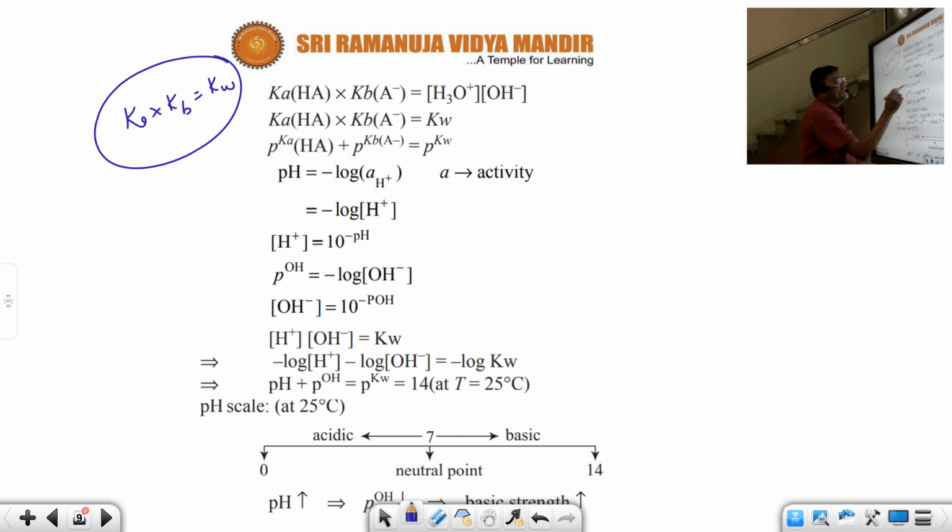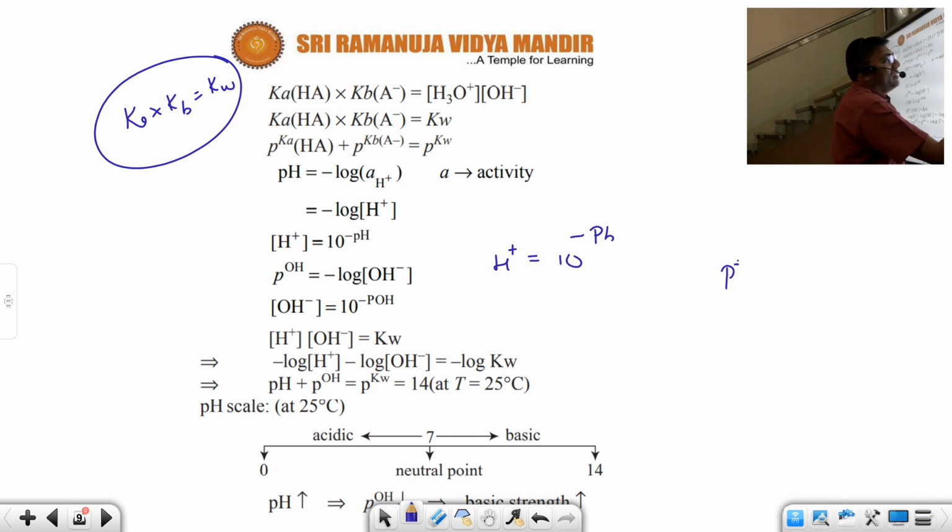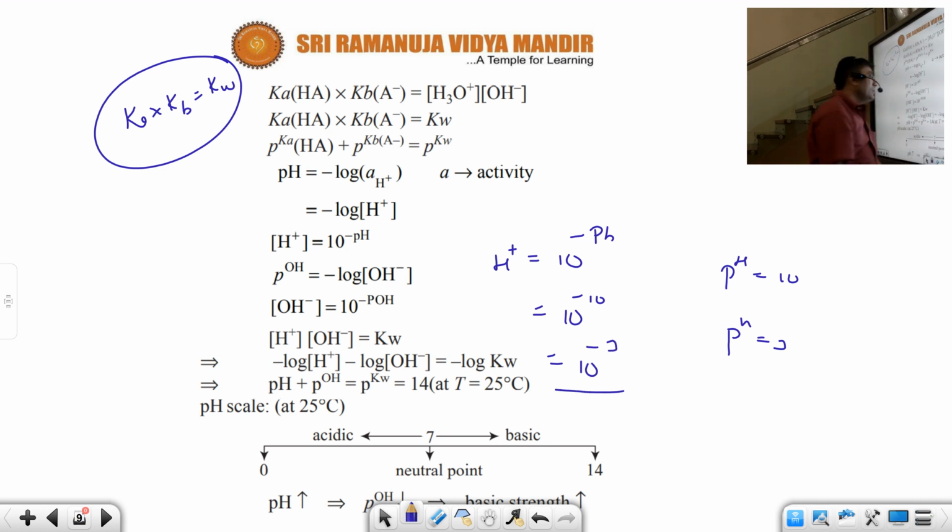So these are the basics. The H plus ion concentration is equal to 10 power minus pH. This is the formula. For example, if pH is given as 10, it will be 10 power minus 10. If pH is given as 3, the H plus ion concentration will be 10 power minus 3. So you already know the basics of it, and the interconversions between pH, pOH, H plus, OH minus, and pKw or Kw are well known.